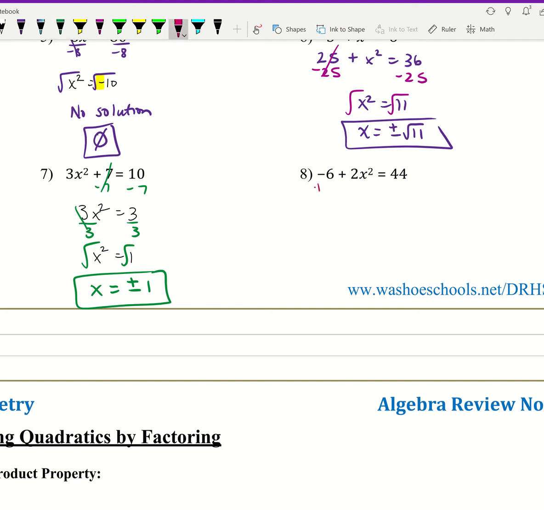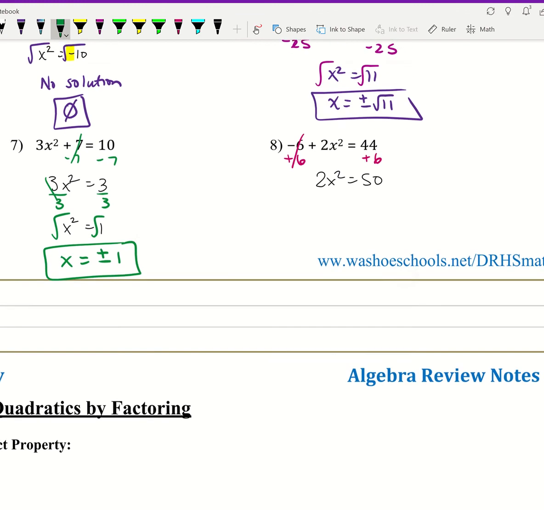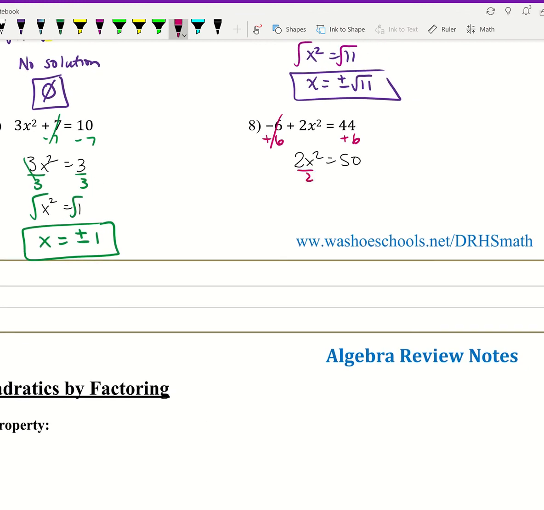Number 8, I will add 6 to both sides to cancel subtracting 6. Next, I'll divide both sides by 2. Rewriting this as x squared is equal to 25. And last, I'll square root both sides. Those will cancel. My final answer is that x is plus or minus 5.